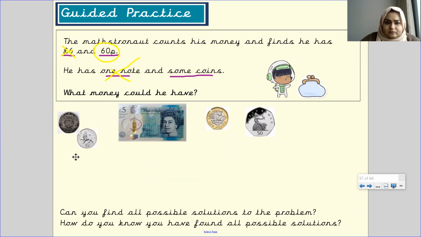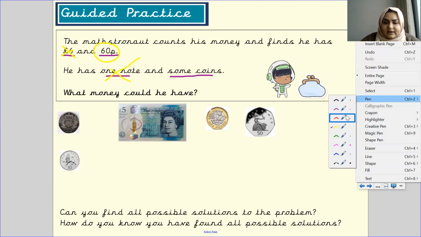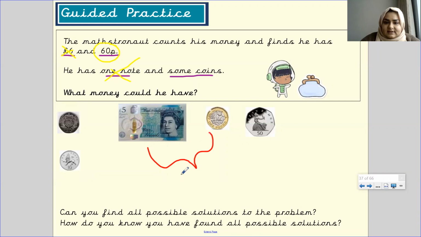So now if you look, I have £6, okay, and 50p. But I need to make 60p. So if I've got 50, how much more do I need to make 60? 50, 60. So I need 10 more p. So I will use the 10p that is here.